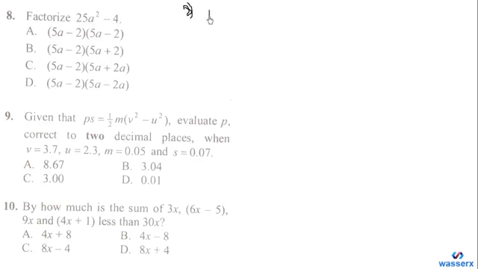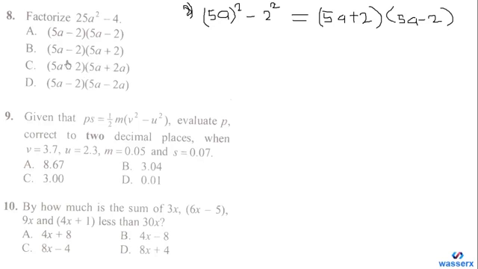So this is difference of two squares, like x squared minus y squared, and that will be equal to x plus y, x minus y. So this one will also be equal to 5a plus 2 into 5a minus 2. But we know that multiplication is commutative. Therefore, the correct answer is option B.